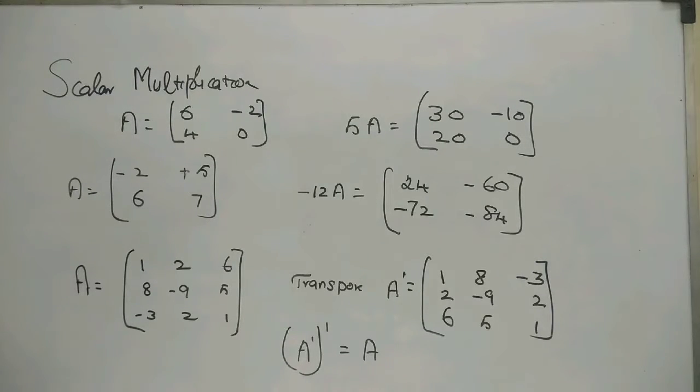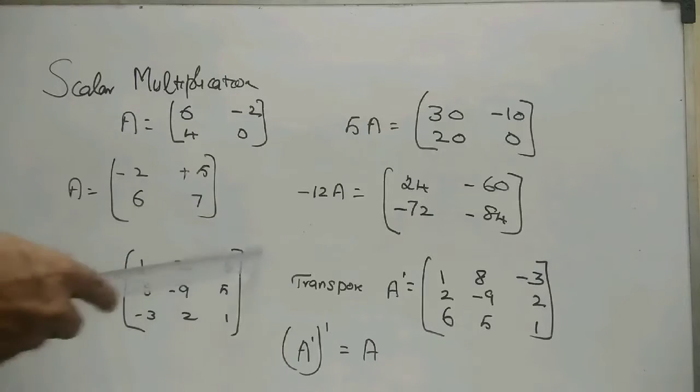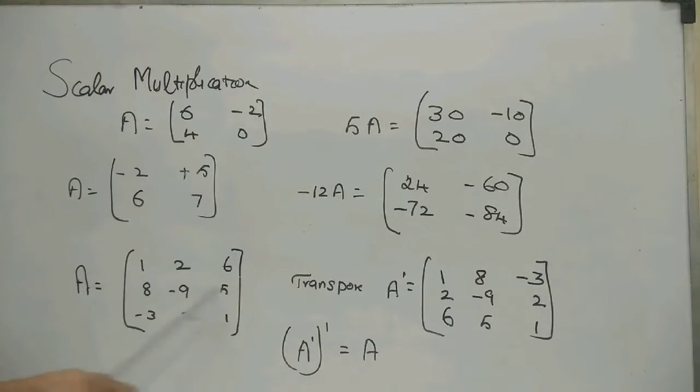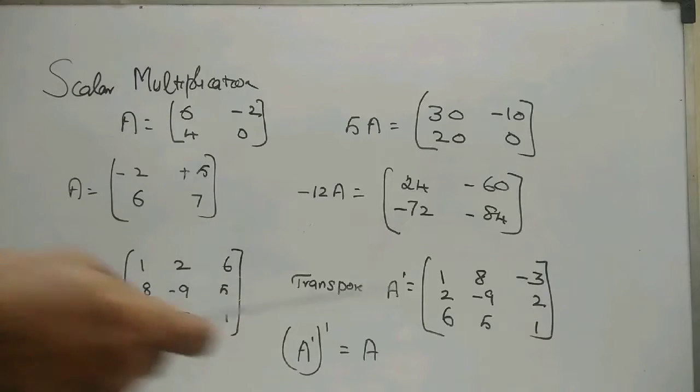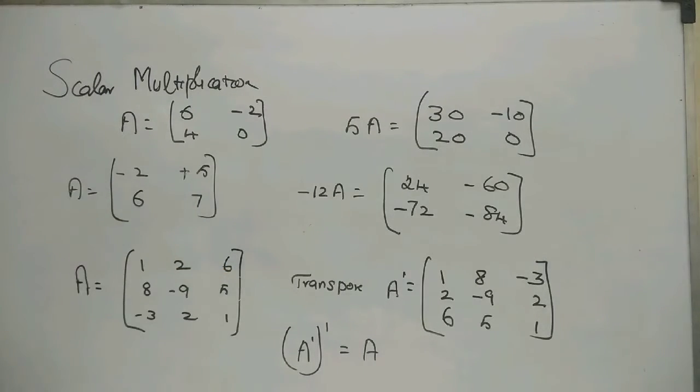If the rows and columns are interchanged, the second row, second column, third row, third column, the rows and columns are interchanged. The resulting matrix is called the transpose of the first matrix. So we represent it as A with a line upon that.